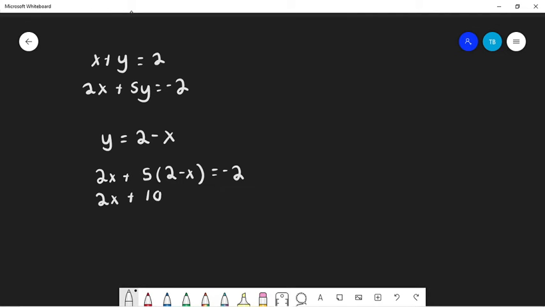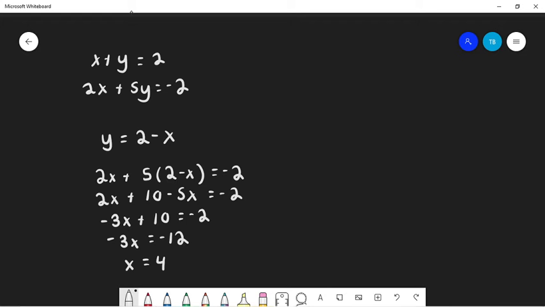Distribute the 5. 10 minus 5x equals negative 2. Combine like terms. Negative 3x plus 10 equals negative 2. Subtract 10 on both sides. Negative 3x equals negative 12. And then divide by negative 3 on both sides. x equals 4. Perfect. So we found the value of x.